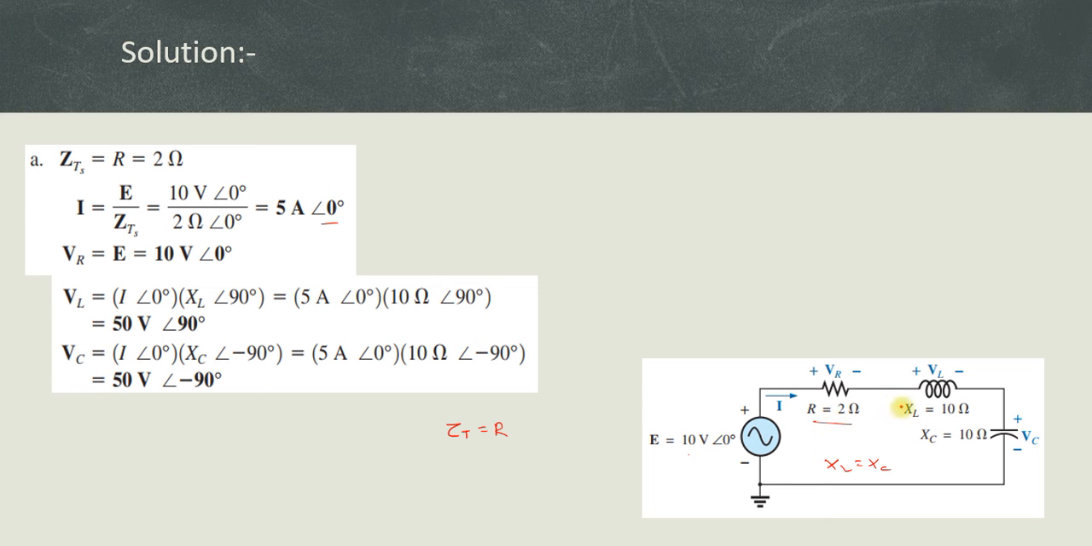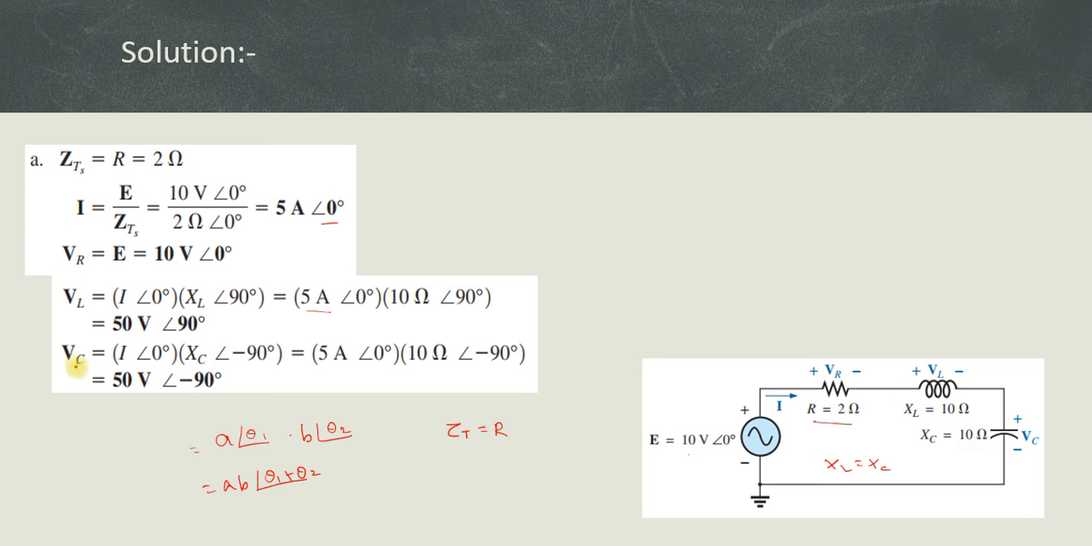Okay, and the inductance voltage VL equals I at an angle of 0 into XL at an angle of 90 degree. We know that I equals 5 ampere and XL equals 10 ohm. Now you multiply, it is 50 volt at an angle of 90 degree. We know that in complex multiplication, A at an angle of theta 1 into B at an angle of theta 2 means the entire multiplication equals AB at an angle of theta 1 plus theta 2. So simply multiply these two values and add these two angles, so that 50 volt at an angle of 90 degree.